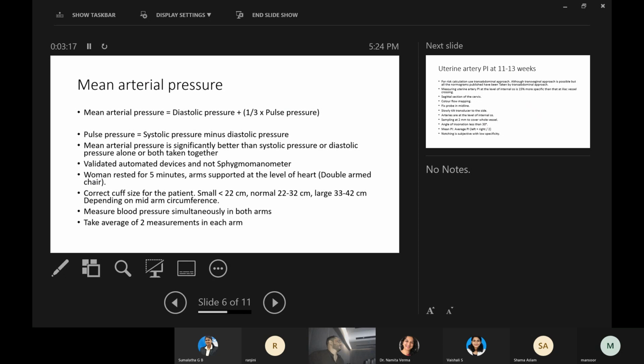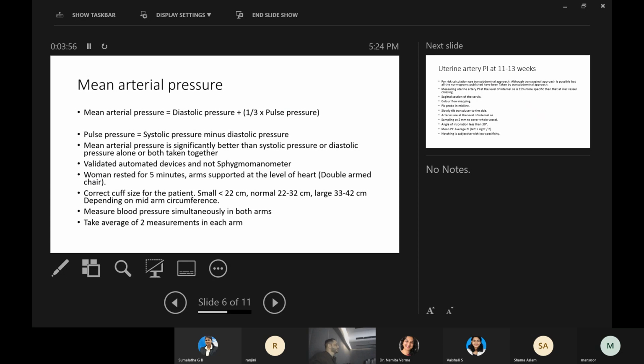The biophysical markers are in the form of mean arterial pressure and uterine artery pulsatility index. Mean arterial pressure, it's blood pressure, but it is not just the mean of right arm pressure and left arm pressure. That is not what is mean arterial pressure. Mean arterial pressure is diastolic pressure plus 1/3 of pulse pressure, and pulse pressure is systolic pressure minus diastolic pressure. This calculation you have to make for each arm 2 times, right arm 2 times and left arm 2 times, and not one arm at a time.